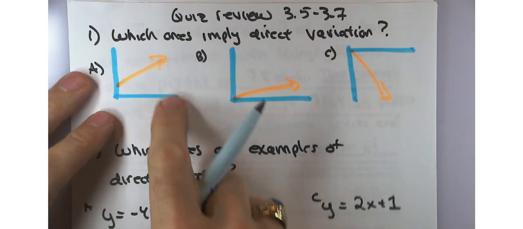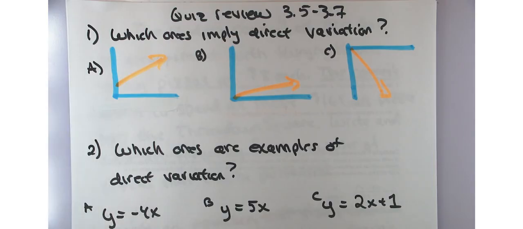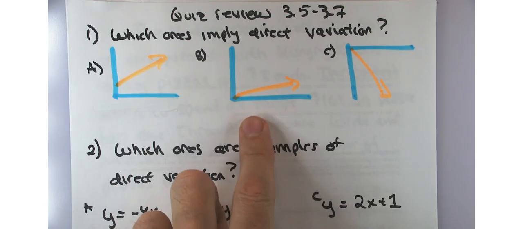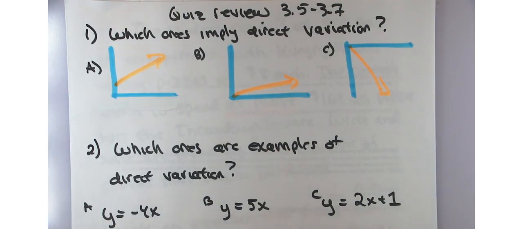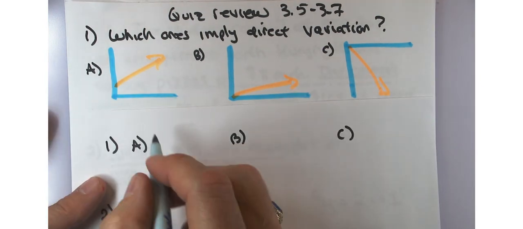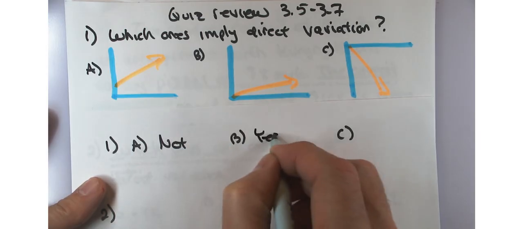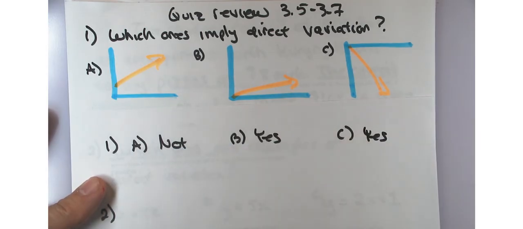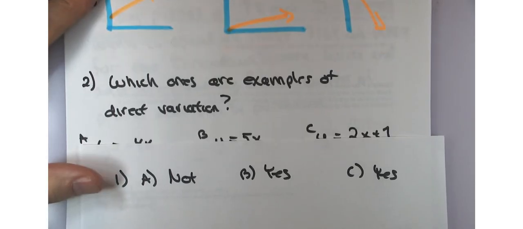Do any of these graphs here in orange reflect direct variation? Good, B and C. What has to be true? How come this one isn't direct variation? For direct variation it has to go through the origin, so the first one's not, the second one is, the third one is. Great. Let's think of a few examples.